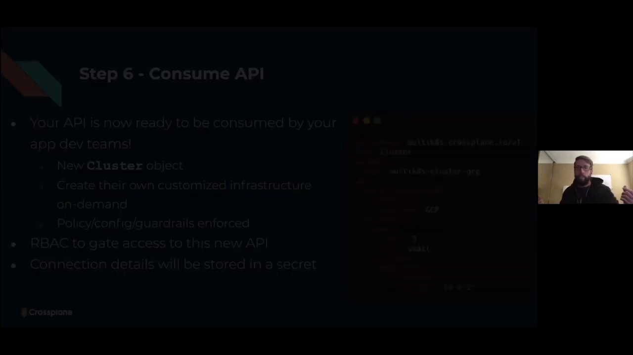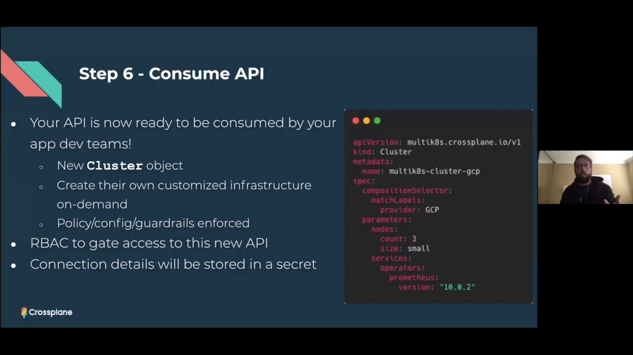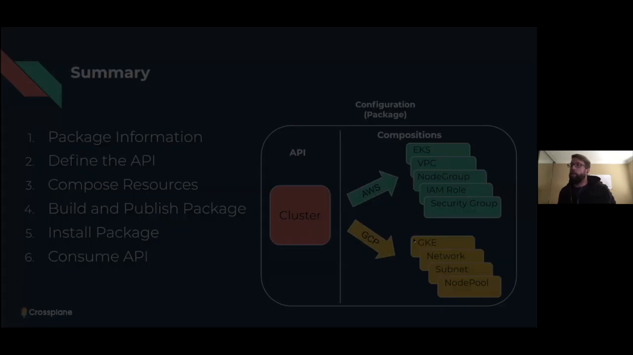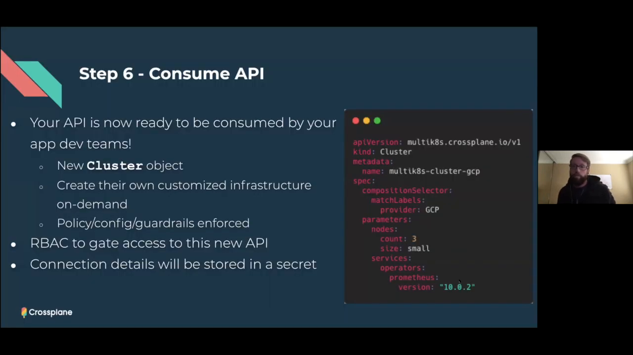The final step, since that's on the control plane now, is to actually consume the API. So as an app developer, you as the infrastructure owner have created this cluster API for me. And so from my perspective now, I see a new cluster object. I can now create instances of clusters and interact with the API you've designed for me. So I could say, hey, I want a cluster, and I want 3 nodes in my cluster, and I want them to be small. And I want this particular version for Prometheus.